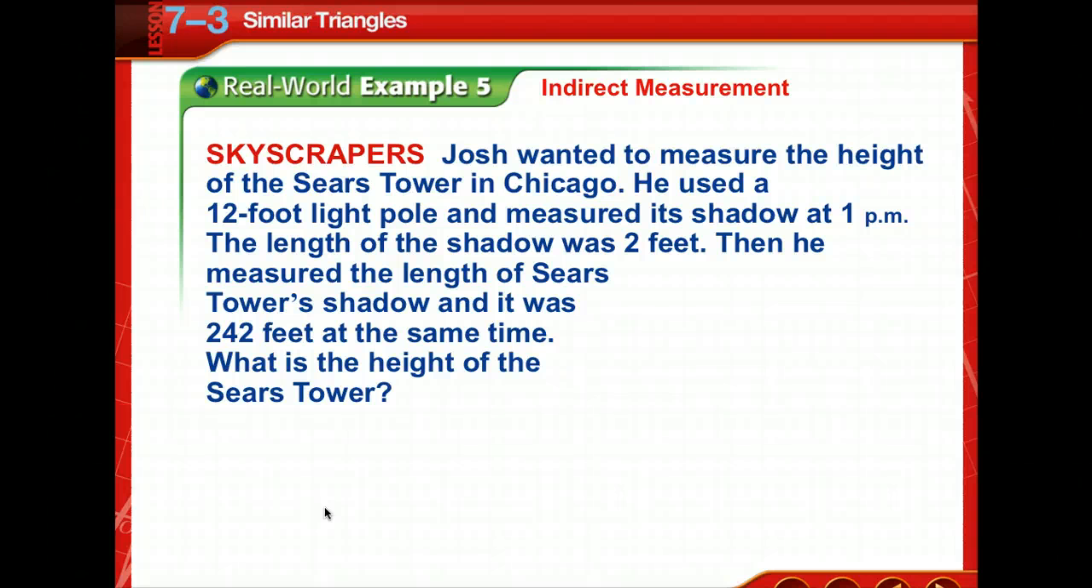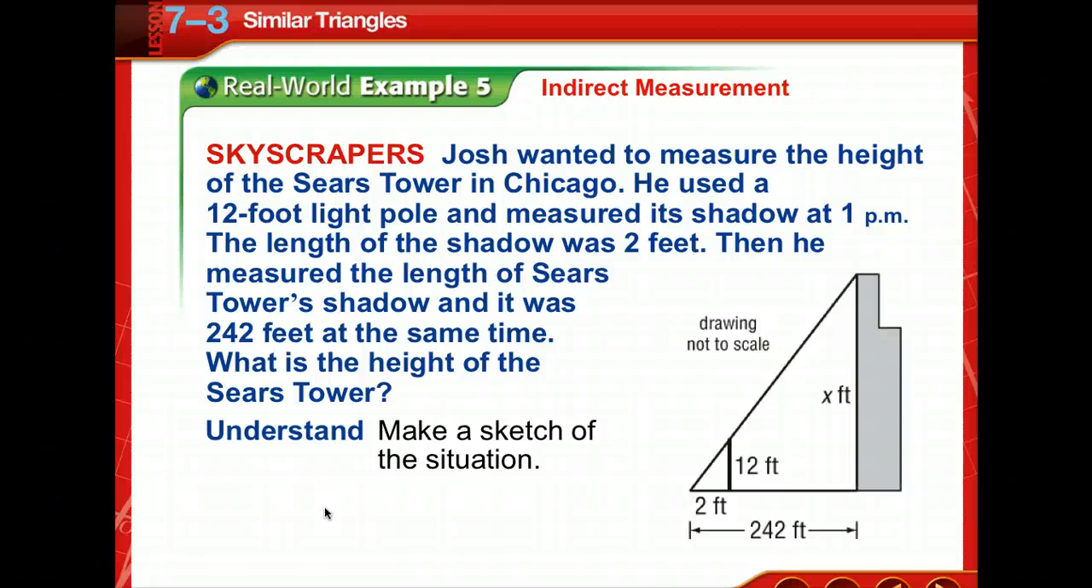Now we're looking at some indirect measurement, and we've been doing some of this since 7th grade, setting up proportions. You might take just a moment to draw a sketch of what you're given and pause and read the problem for a little bit.